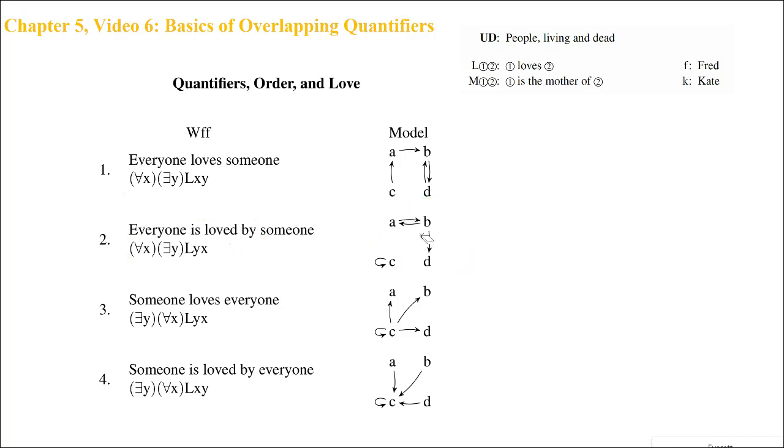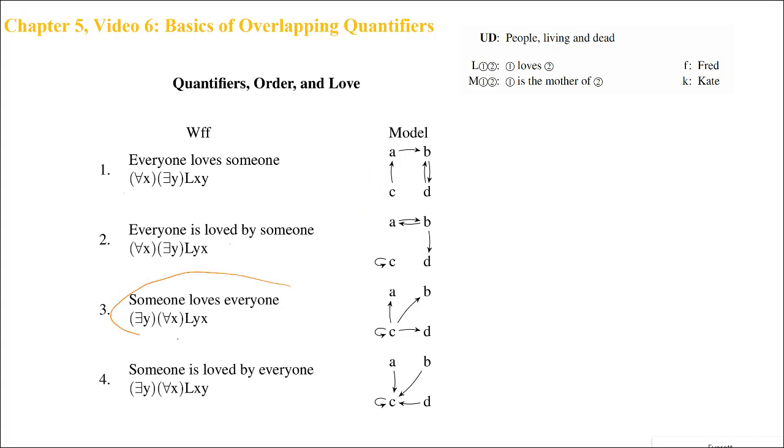Notice, however, that the model for 2 does not make 1 true. The model for 2 makes 1 false. And the model for 1 makes 2 false. So we can see that there's no implication relationship between 1 and 2 there.